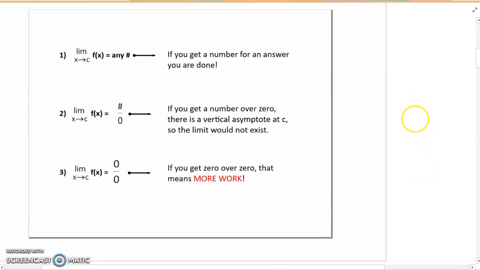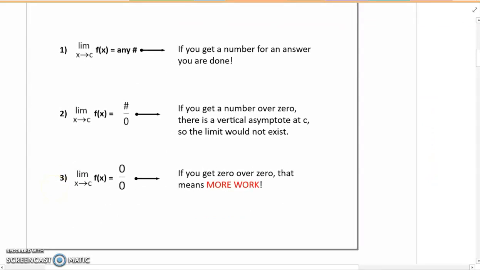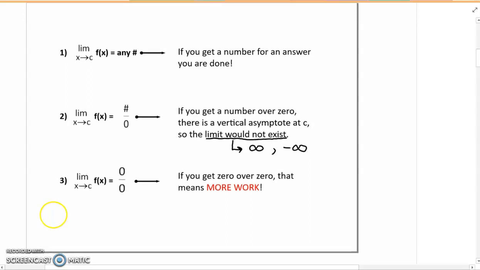To be a little more specific, here it is again. If you get any number, you are done. In scenario number 2, if you get a number over 0, there's a vertical asymptote, so the limit would not exist. I want to be more specific with that, because remember, there are situations where it would equal infinity or negative infinity. While those are technically not numbers, which technically means the limit doesn't exist, we want to use those descriptors to give us more information in those two scenarios I mentioned a moment ago. And lastly, of course, if you get 0 over 0, that means more work.